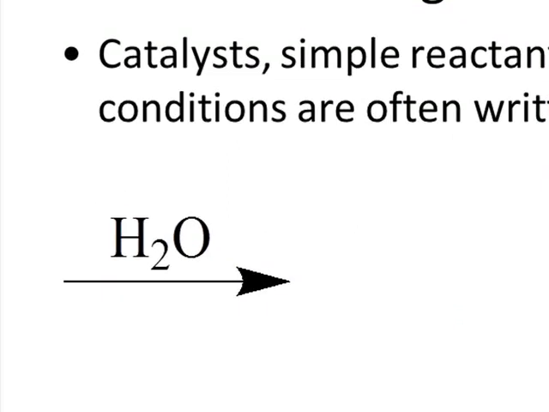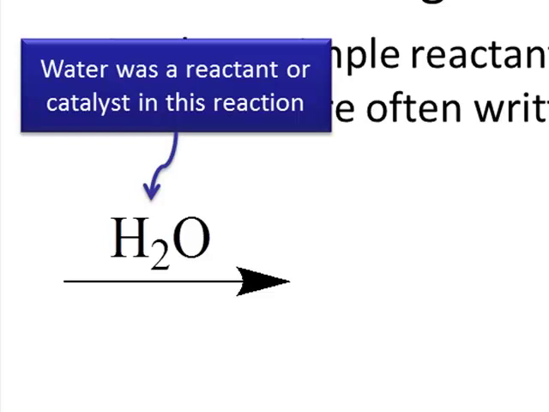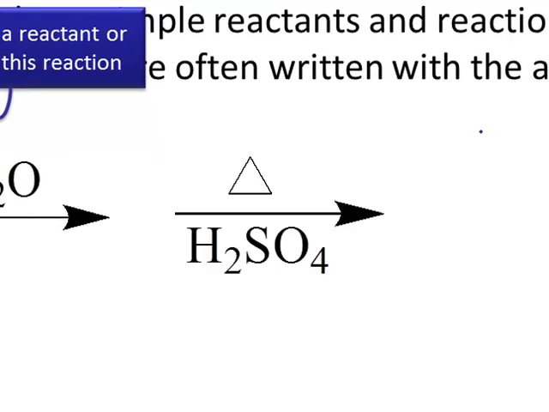If you saw an arrow in a chemical reaction with H2O written above it, that indicates that water was used in the reaction. It was either a reactant or it was a catalyst. We also use it to indicate things like reaction conditions. Let's look at another example. This is another way that you might see information given to you in an organic reaction.